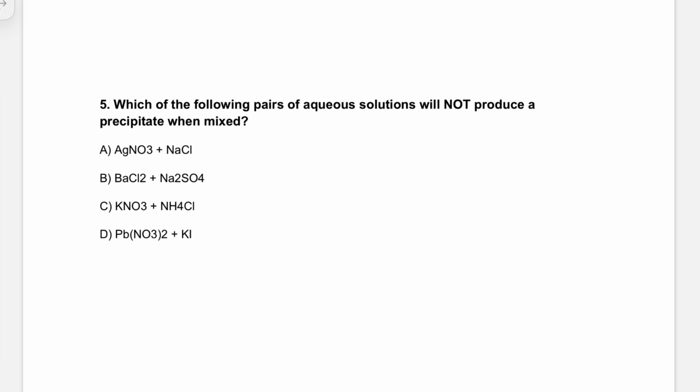Next, which of the following pairs of aqueous solutions will not produce a precipitate when mixed? So just like before, let's do our double displacement. So this will be AgCl plus NaNO3. And then we have to look at the solubility rules to see which one will and won't produce a precipitate. And a precipitate will form when it's insoluble.